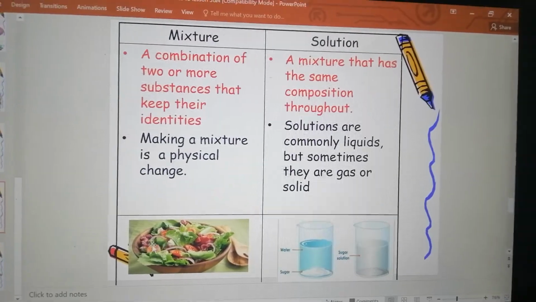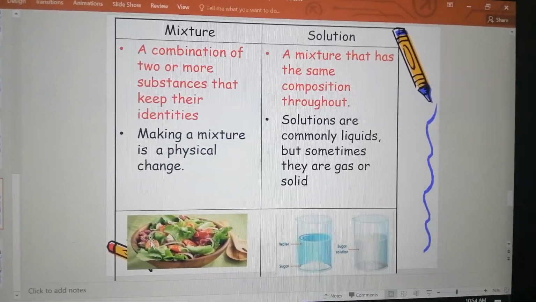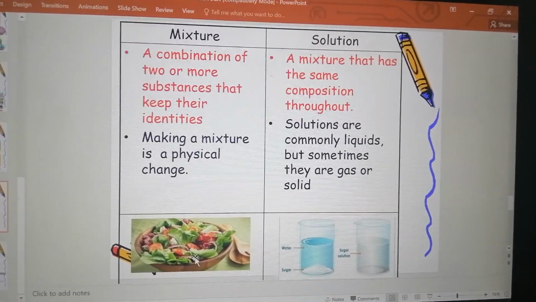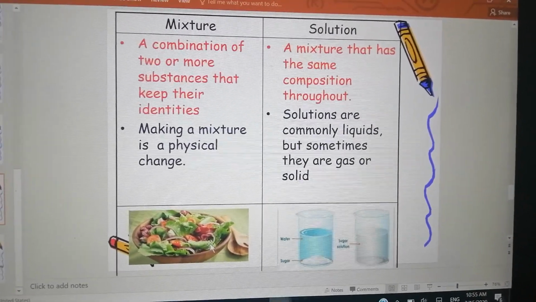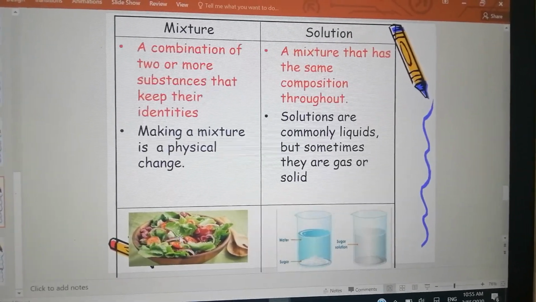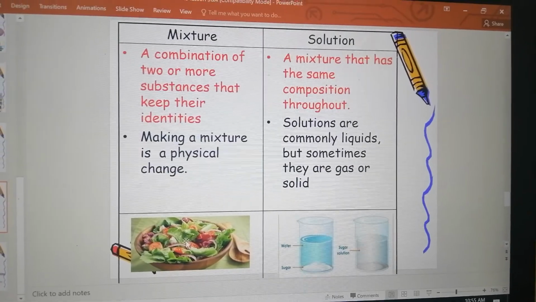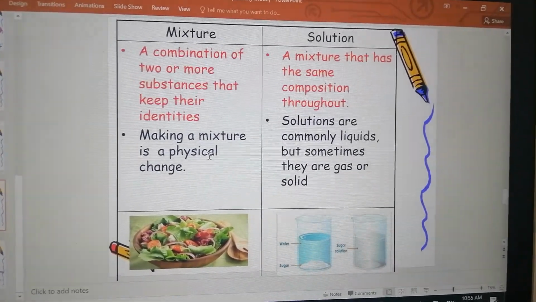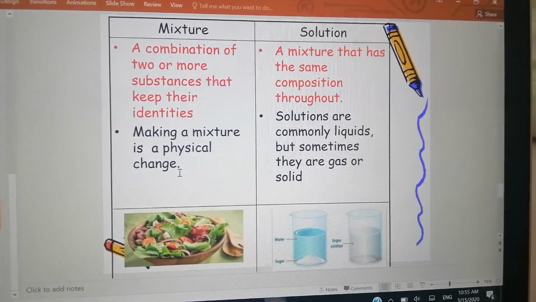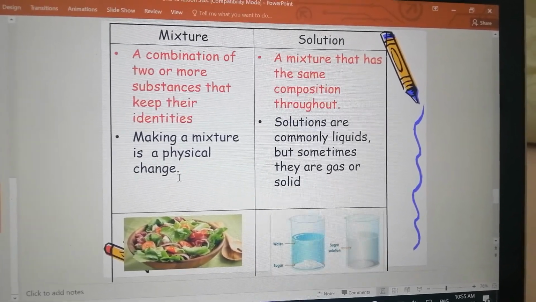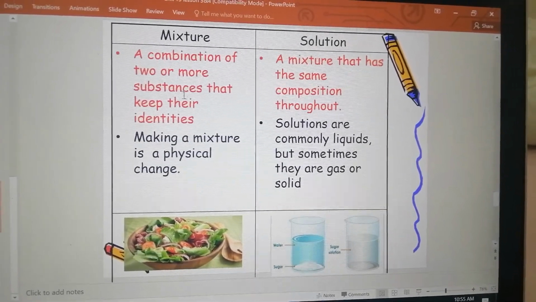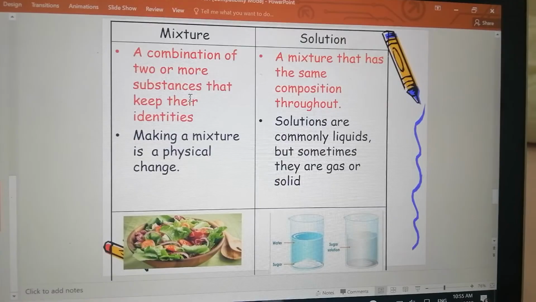Does the lettuce become tomatoes? No, the tomatoes is tomatoes and the lettuce is lettuce. Does the beans become cucumber? No, the beans is beans and the cucumber is cucumber. We didn't change their identity. We just mixed them together. This is called a mixture, and this is a physical change because we didn't change their identity. We just cut them into smaller pieces. So we call them a mixture when we combine two or more substances that keep their identities.